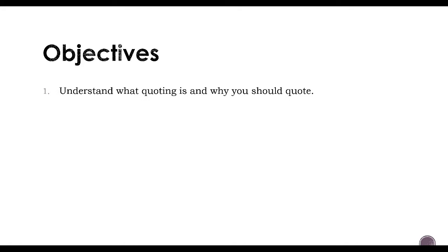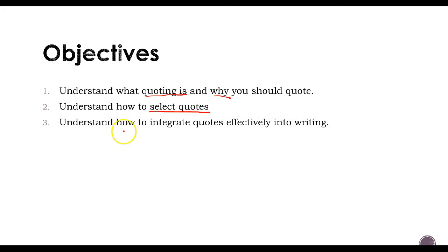In this lesson, we have 4 objectives. One is to understand what quoting is. So what does it mean to quote and why is it helpful to quote? To understand how to select quotes effectively. How do you choose good quotes? And how many quotes should you choose? To understand how to integrate quotes effectively into your writing. So how do you bring quotes into your writing well?